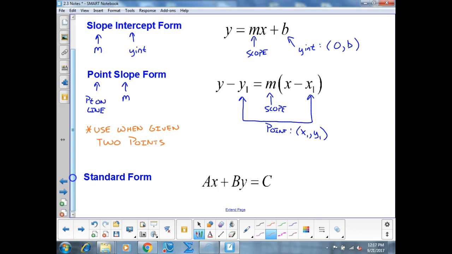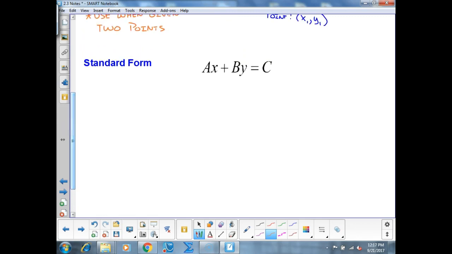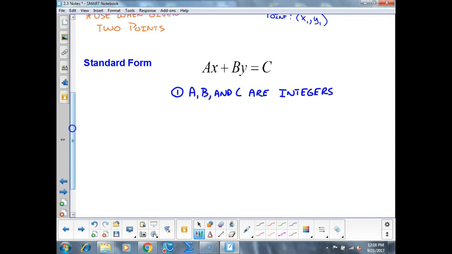And the last form is standard form. Now, standard form has with it more conditions, I think, is the best way to say it. So the first condition is A, B, and C are integers. What does that mean to you? Well, that means no decimals and no fractions.